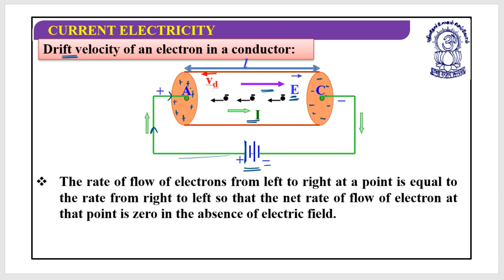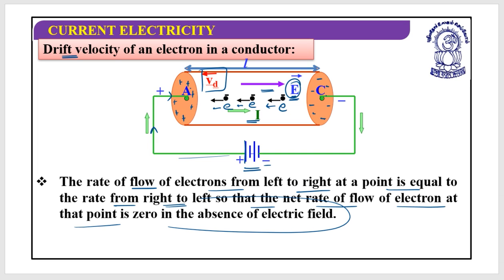So this is the direction of the electric field, and my electrons are moving in this direction. Look at this, the electrons are moving in this direction. It is opposite to the direction of the electric field applied. So this is the direction of drift velocity. The rate of flow of electrons from left to right at a point is equal to the rate from right to left, so the net rate of flow of electrons at that point is 0 in the absence of an electric field.